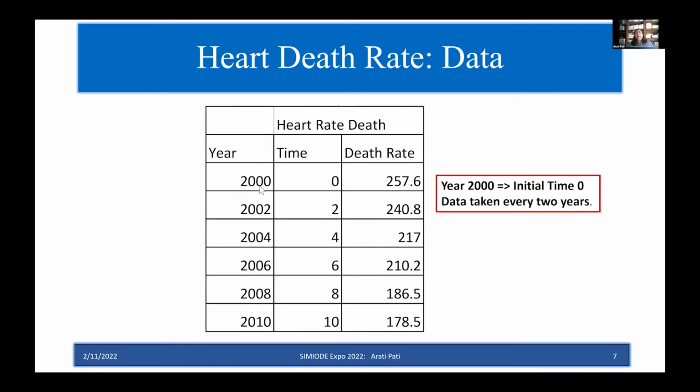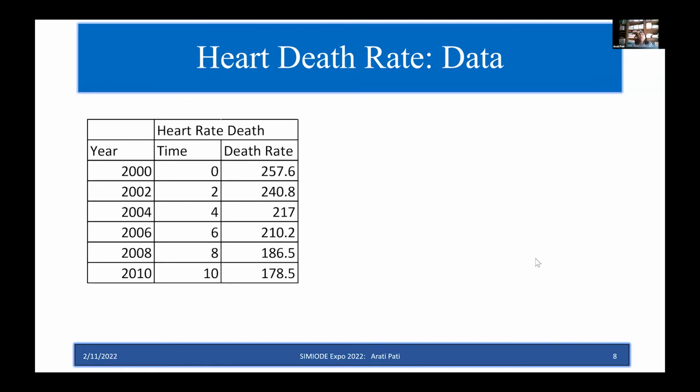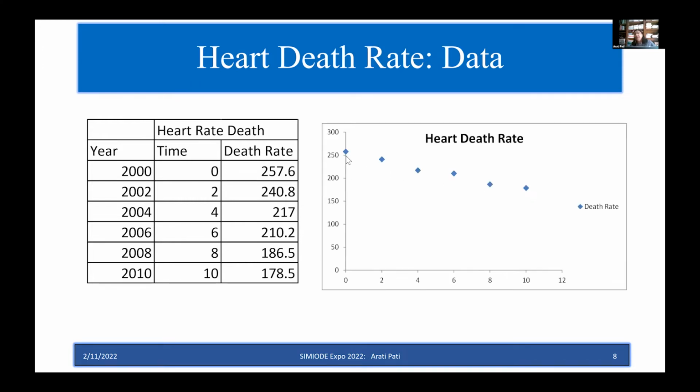So first, when I got this data table, I saw that this is given in terms of year. So let's try to change it in terms of time. Let's think that year 2000 represents the initial time, and every 2 years the data has been taken. So now my new data is given in terms of time, and this is the death rate. And this is a very small data table so that students will appreciate the data. So now let's try to get how this data looks like. I use Excel to get this data, and you see that it shows the decreasing pattern.